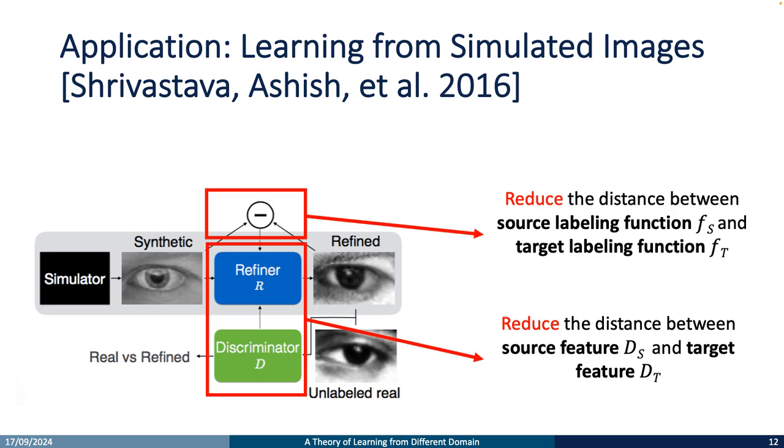This function reduces the distance between the source labeling function and the target labeling function. When the eye gaze angle differs between the refined and original synthetic images, the pixel difference will be larger. Therefore, constraining pixel differences helps ensure that the labeling functions of the refined and original images remain similar.